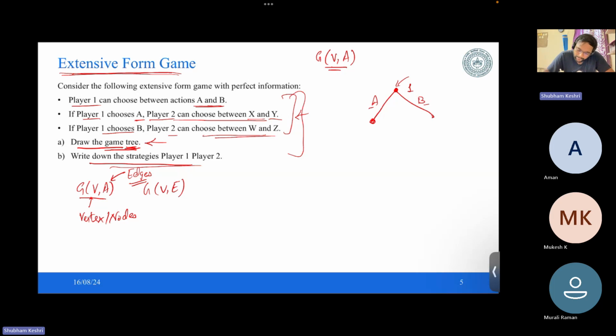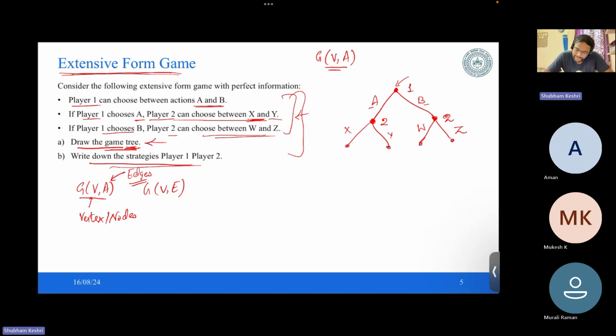All right. So when player 1 has played either A or B, player 2 is asked to play at these two nodes. And the action sets are given. So at this node where player 1 has played A, player 2 can play two actions, which are X comma Y. And similarly at the other node, player 2 can play W comma Z. All right.